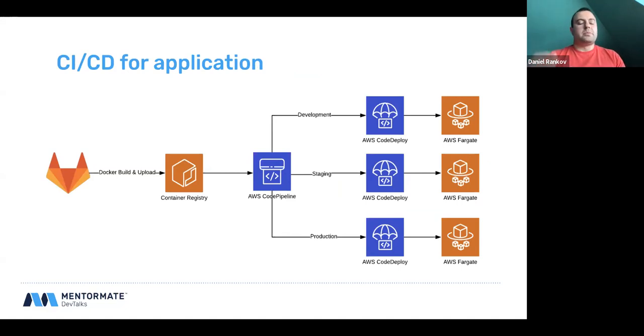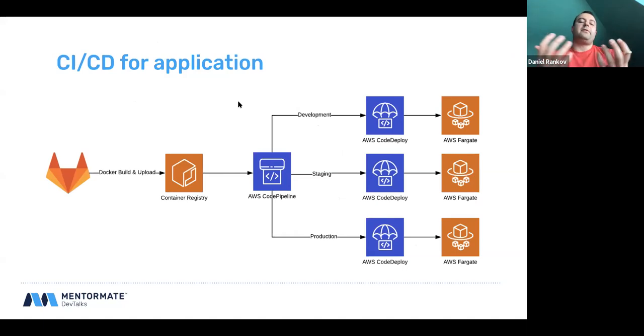If we say, okay, we have a GitLab repository, we can build the code, we can then upload it to a container registry, and then use AWS CodePipelines to deploy it to different environments. We can deploy to staging, development, and production, and have all that deployed. Now, that's great. We can create continuous delivery and continuous deployment in terms of the application.